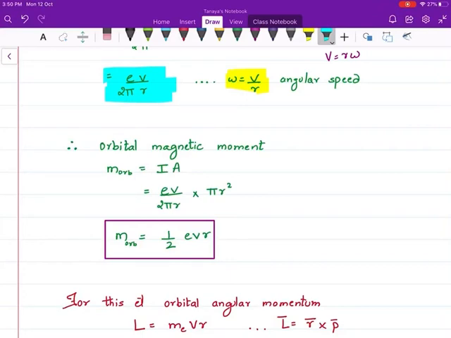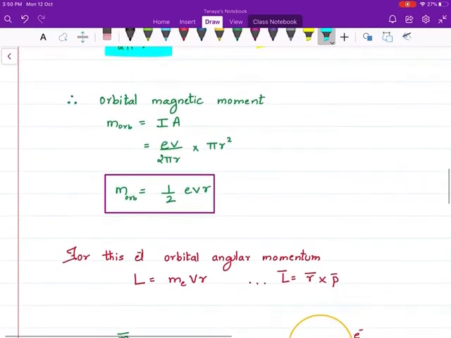Right now we are going to assume that it is a circular path and take the area as pi r square. So M orbital is equal to half EVR. This R will get cancelled, see, R square and this R will get cancelled. Pi and pi will get cancelled. So I will get EVR upon 2.